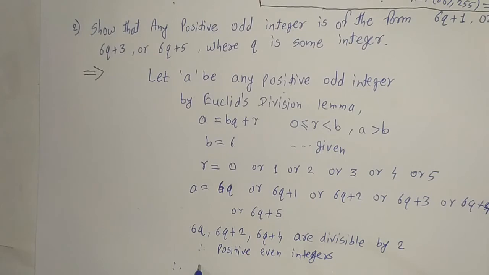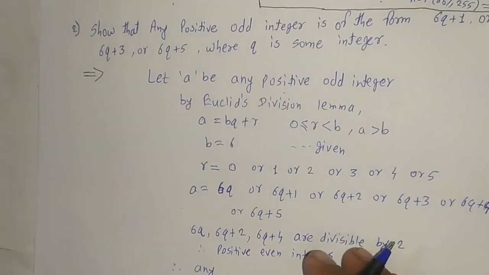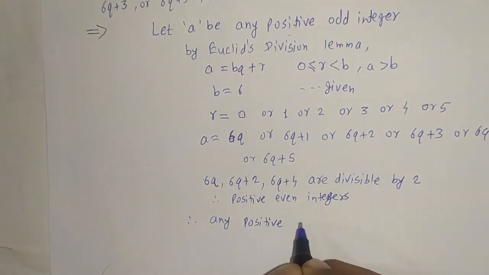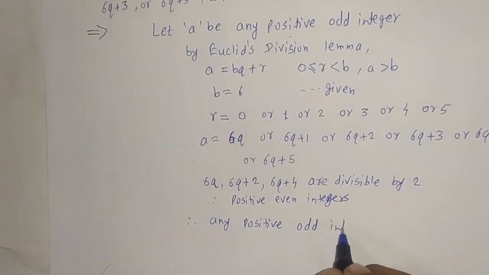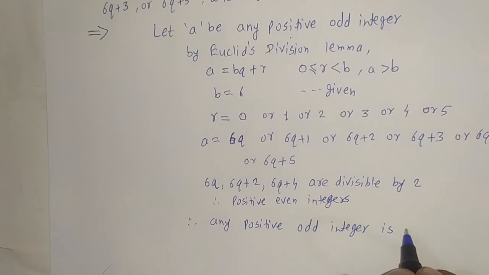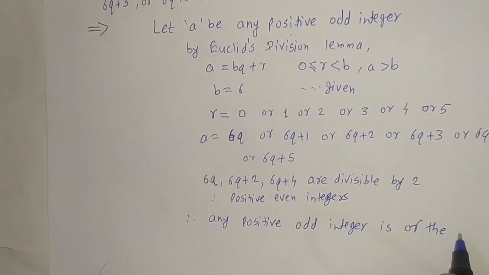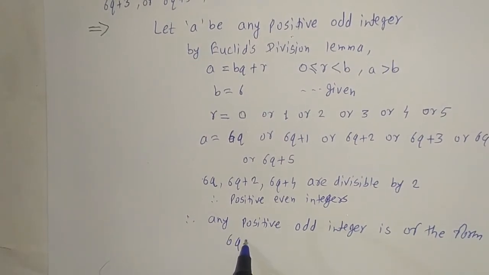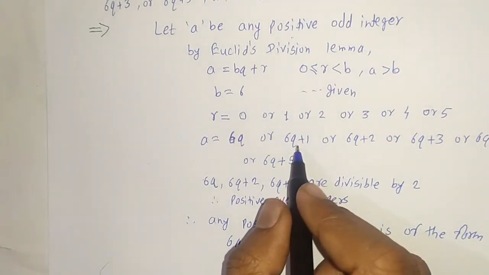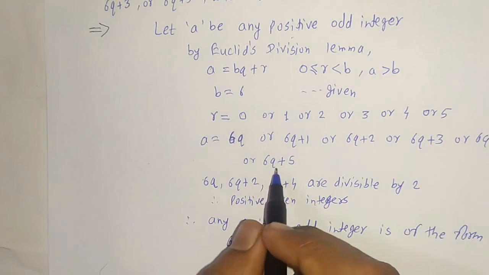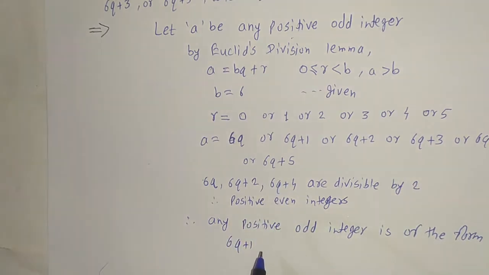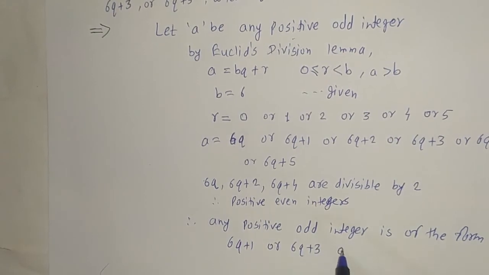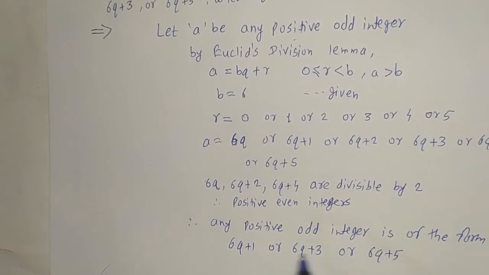Hence any positive odd integer is of the form 6Q plus 1, 6Q plus 3 or 6Q plus 5. This is our final answer.